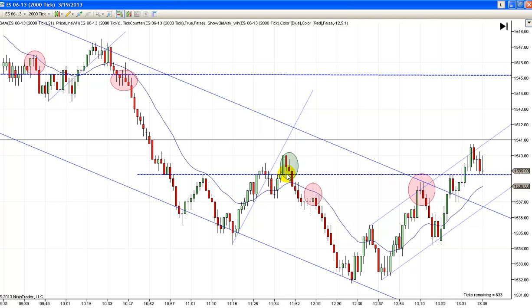We're kind of working higher, but you kind of got this resistance across here. This is really a double top right here. Even though we ticked a few ticks higher, this is still kind of a double top, and we broke above it and we turned down.